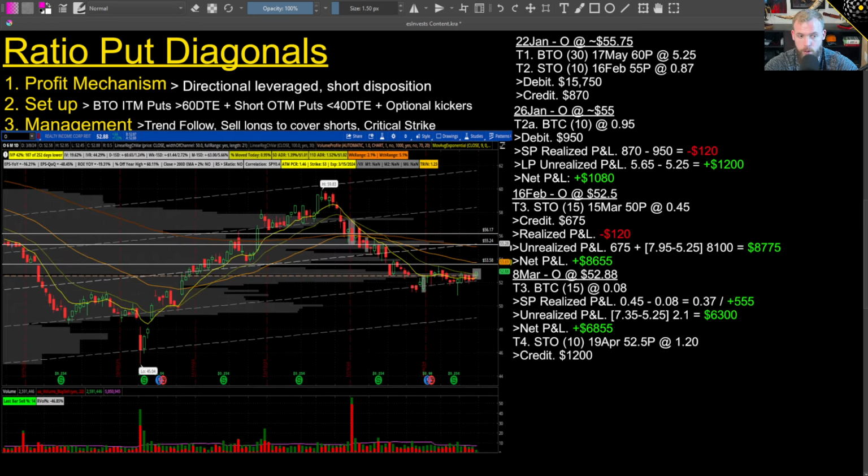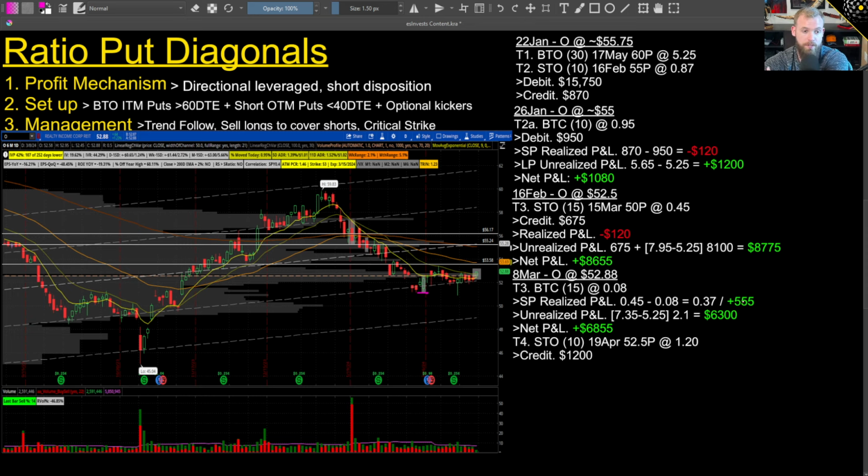Next, we go to 8 March. As you can see, this is where I sold those puts, and you can see how the underlying behaved since I sold those puts. You can see where my stop is now. We are starting to get real close. So in this case, what I ended up doing was taking these puts down for a pretty big profit. I sold them for 45, took them in for 8 cents.